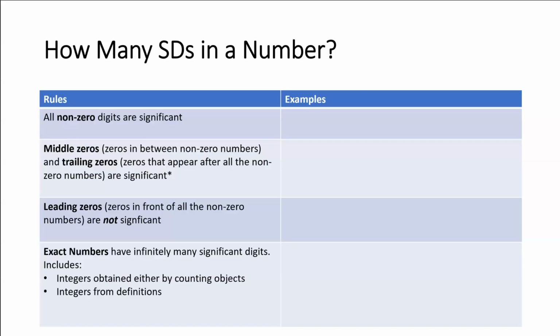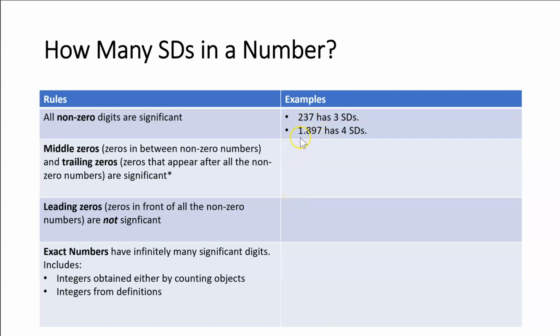Okay, so let's look at some rules for counting significant digits. I'll read out the rules and then go through some examples. So, rule number 1, all non-zero digits are significant. So you see any number 1 through 9, count those as significant digits. For example, the number 237 has 1, 2, 3 significant digits. These are all not 0, therefore they're all significant. 1, 2, 3 significant digits.